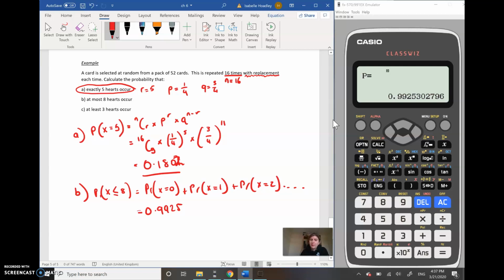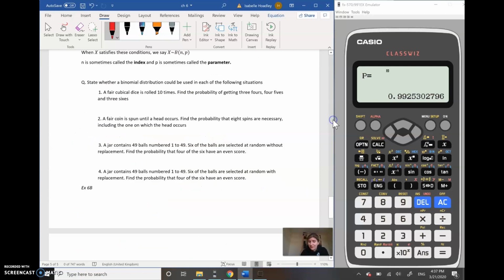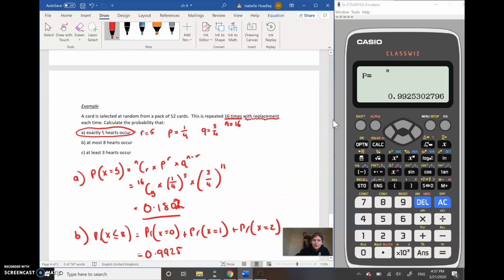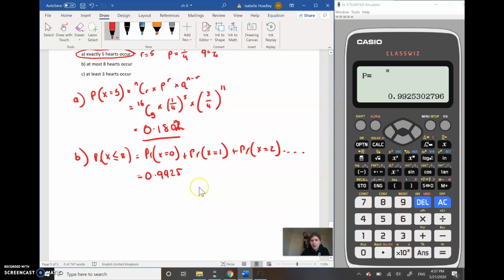If you did want to work out the probability that you picked out greater than 8 hearts though, all you would need to do is subtract this from 1. So the probability that x is greater than or equal to 8 is 1 minus 0.9925, which is 0.0075. Nice and easy to work out. And this is what you're going to do on the calculator for the next bit.